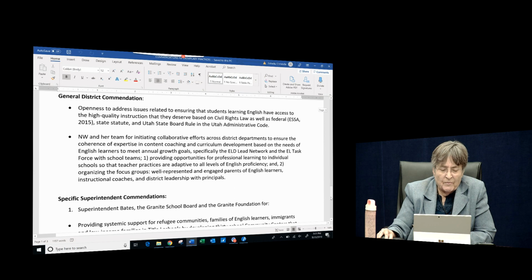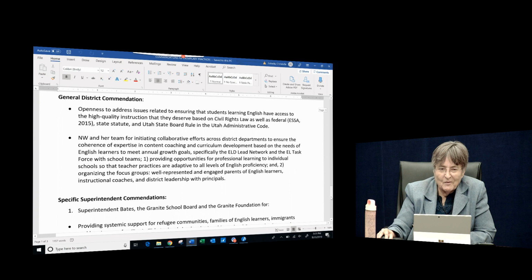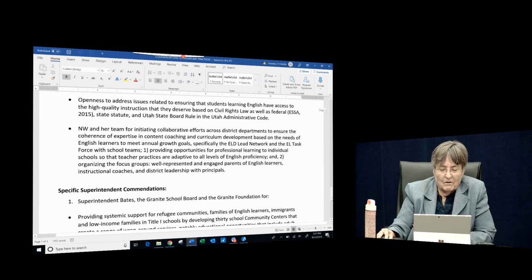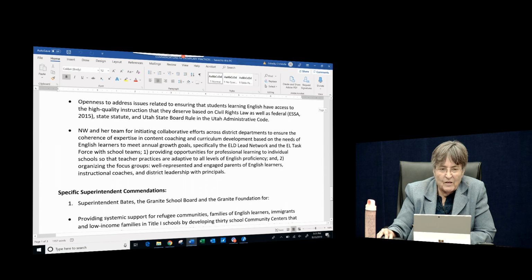General district commendations about this whole openness to addressing issues that are based on civil rights law. Civil rights law is not something to fear. An OCR complaint is not something to fear. You don't really want it, obviously, because you want to do the right thing for kids. But if you're open to addressing it without making excuses and just saying, well, how can we work on this together, then it makes a big difference.